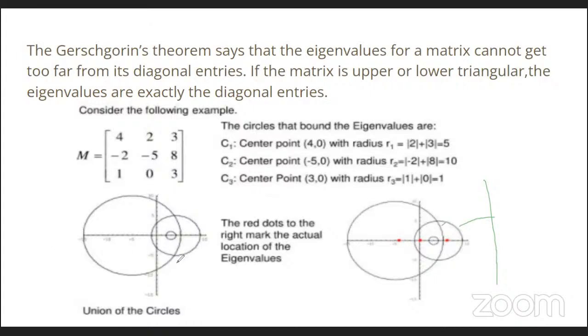So let's assume we have something like this, which could represent a plane. We've gotten our radius from this matrix as 5, 10, and 1. So 1 is going to be somewhere close to the x-axis, somewhere close to this point. Let's assume this is 0, this is 1.